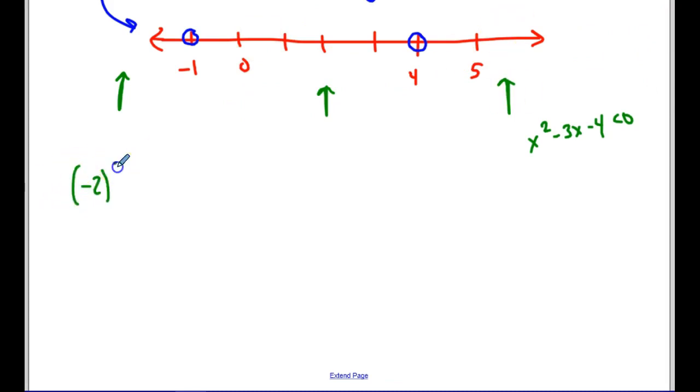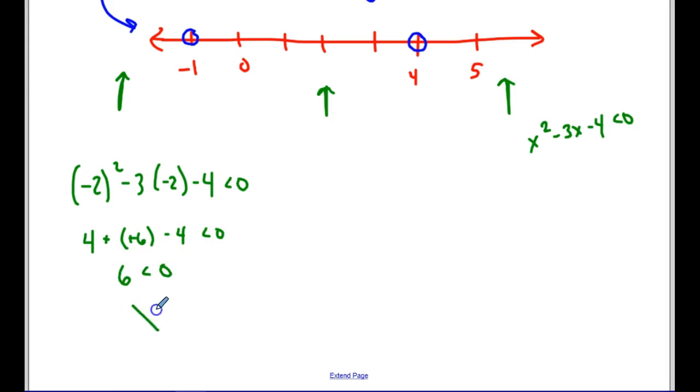So I've got -2 squared minus 3 times -2 minus 4. You always want to use parentheses when you're substituting. -2 squared is 4, minus 3 times -2 is -6, minus 4, less than 0. So 4 minus a negative is plus 6, which gives me 10 minus 4, which is 6, is less than 0. That does not work, so I know I do not shade over here.